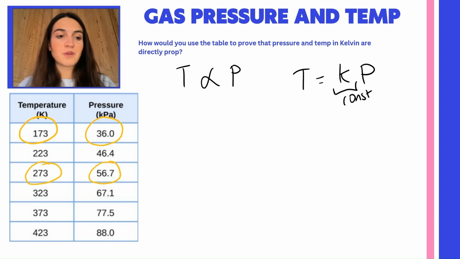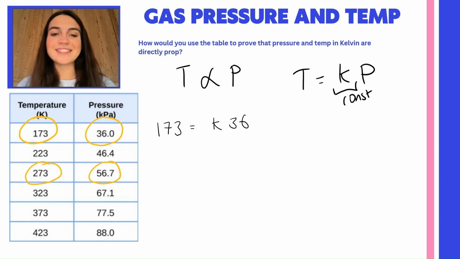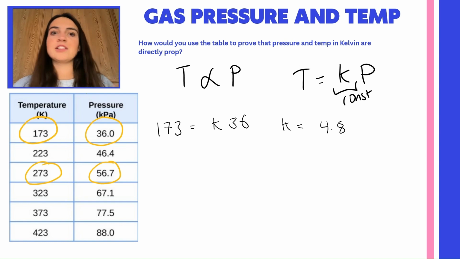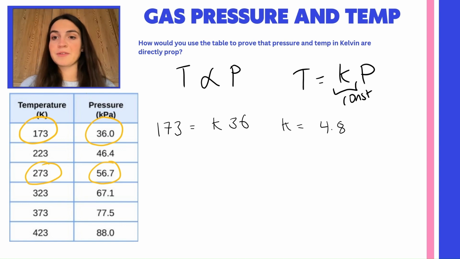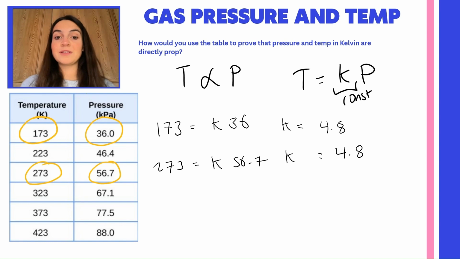So for the first row, I've got my temperature 173 is equal to K times 36, and that gives me my constant K as 4.8. That's just dividing 173 by 36. So let's do it for the next two numbers in my table in that row, and let's see if it's true for them as well. So 273, my temperature, equals K times the pressure, 56.7. And if I divide 273 by 56.7, I get my constant K to be 4.8.